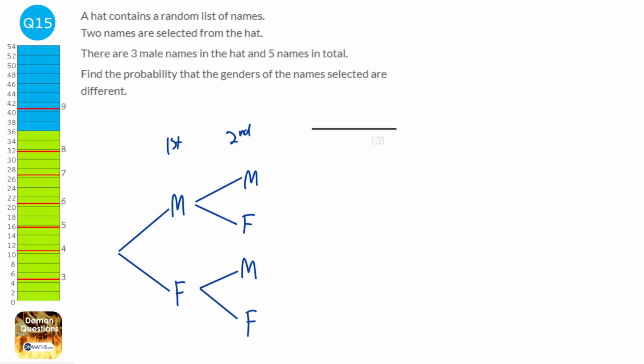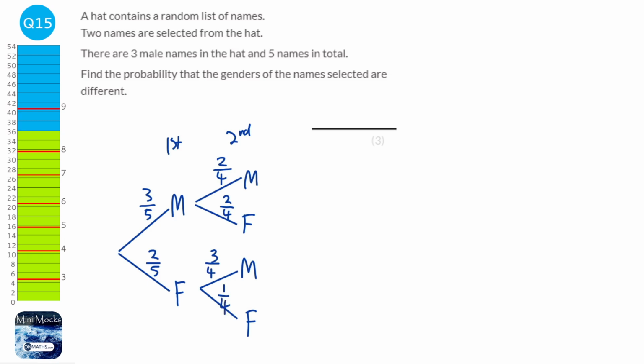And looking at the questions, there are 3 male names in the hat and 5 names in total. So the fractions for the first one will be 3/5. If there's 3 male names, there'll be 2 females. Now, if we've picked a male name already, there'll be 2 left and 4 left in total. If we haven't picked a female, there's still 2 females, but there's 4 left in total. If we picked a female, there'd still be 3 males and only 4 left in total, but there'd only be 1 female name left and 4 left in total.